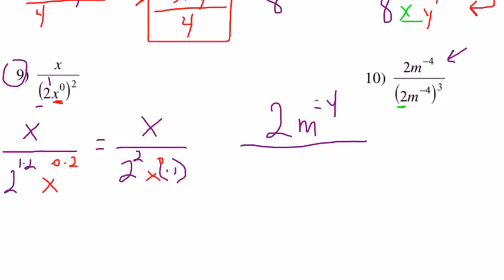So I've got 2 things in our denominator. Each one of these is going to get raised to what? It's actually raised to the 3rd power. So this should turn into 2 to the 1 times 3. And then our m to the negative 4th, we will multiply by 3 as well. So this goes 1 times 3 is 3. So this turns into 2 cubed. And negative 4 times 3 is negative 12.